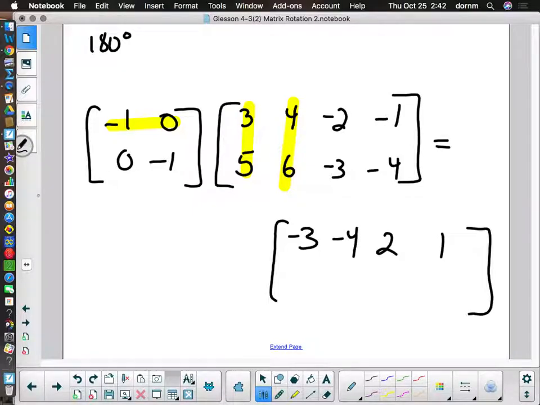How about the second row? I'll switch to the blue highlighter. Row 2 times column 1. 0 times 3, that goes away, and then -1 times 5 gives me a -5 down here. Then we do column 2. 0 times 4, the 4 goes away, -1 times 6 gives me a -6. Do you see the pattern? I hope you do, because filling in the last two numbers is your final quiz of the day.